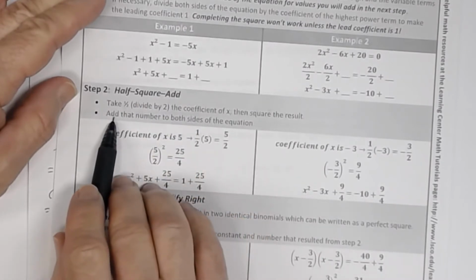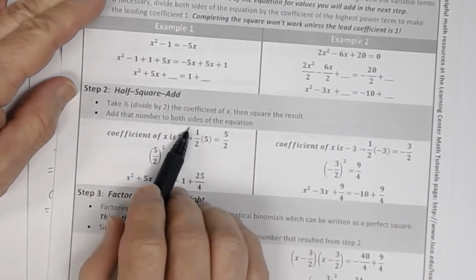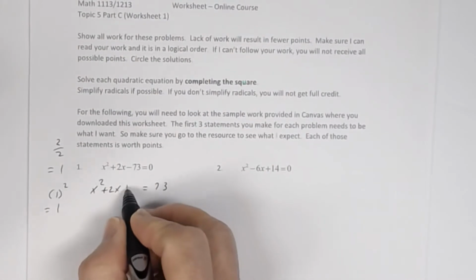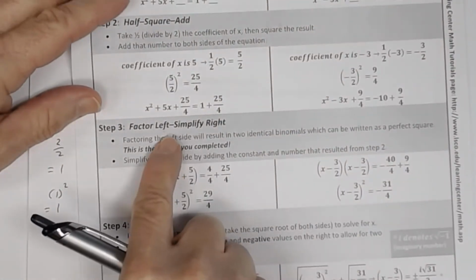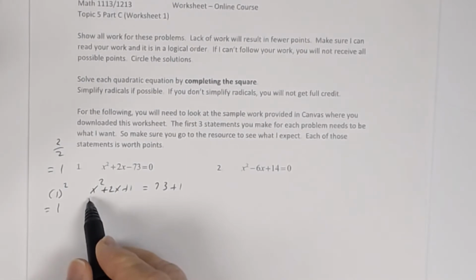So I took half of the coefficient of x, I squared it, and now I'm going to add it to both sides. The next bullet says add the number to both sides of the equation. So in other words, we're going to say plus 1, plus 1. And then step 3 says to factor the left side and simplify the right. So in other words, what you now have is this.